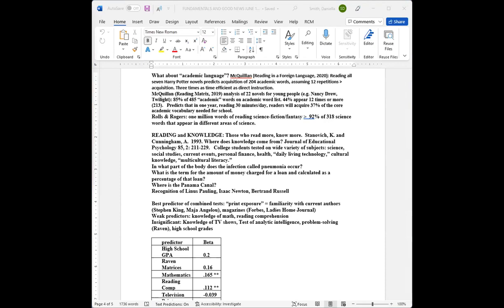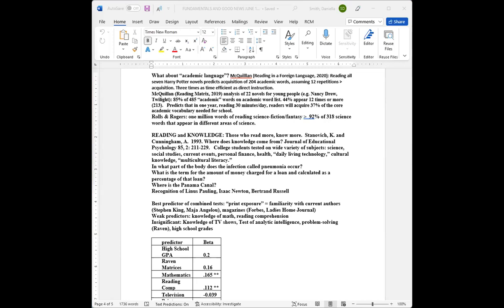Anyway, he had a list of 22 books that kids like to read, adolescents. He predicted that you would pick up a huge amount, about 40% of the academic words that you need in school. And doing those words by formal instruction is very painful and very hard to do. So it's through these books that kids are picking up academic vocabulary.